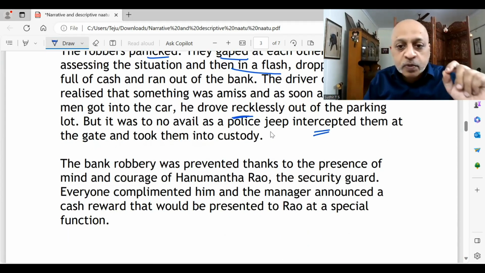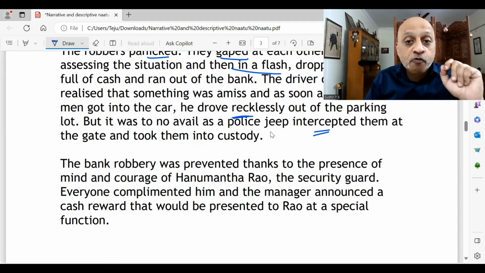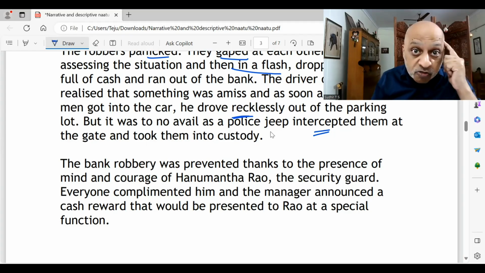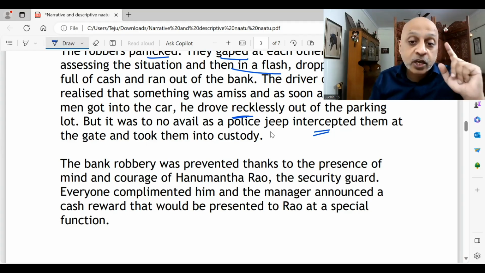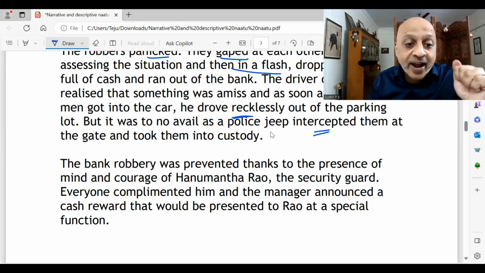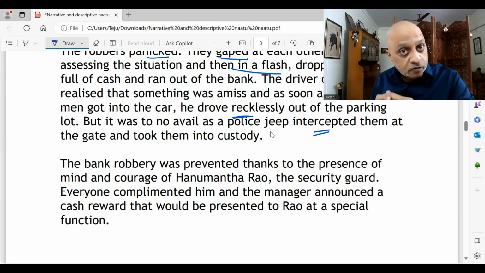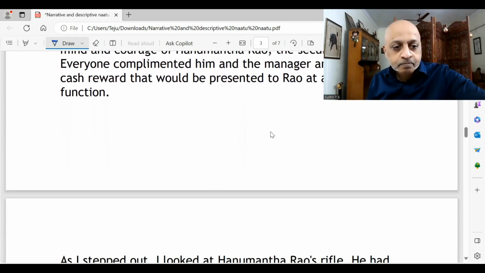The bank robbery was prevented thanks to the presence of mind and courage, because it needs a lot of courage and presence of mind, of Hanumanta Rao, the security guard. Everyone complimented him, and the manager announced that a cash reward would be presented to Hanumanta Rao at a special function organized by the bank.